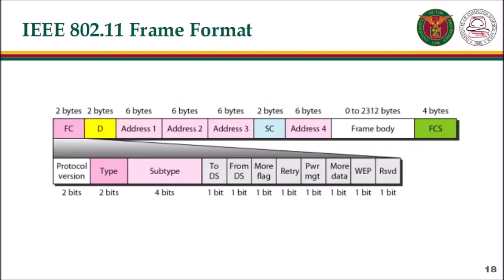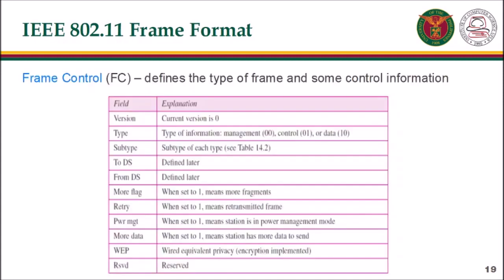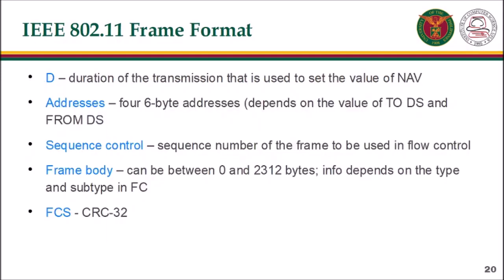The MAC layer frame consists of 9 fields as shown here. The frame control field is 2 bytes long and defines the type of frames and some control information. The table shows the subfield values of the frame control field. The D field defines the duration of the transmission that is used to set the value of NAV. In one control frame, it defines the ID of the frame.